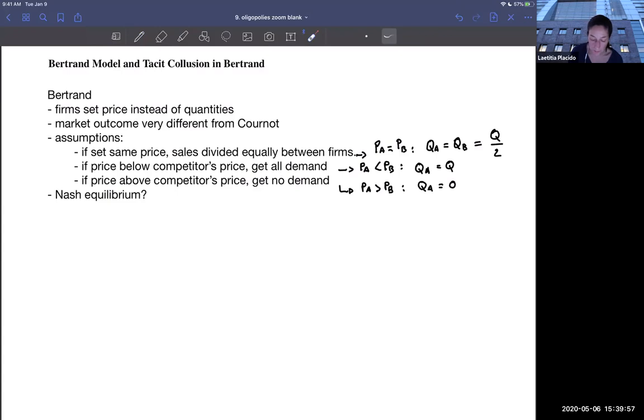Well, no. So PA equals PB is not a Nash equilibrium. Why? Because firm A would be better off charging a price PB minus epsilon, so charging just a little bit lower than the price charged by its opponent. And that way it gets all the market demand. So setting a price PA equal to the price PB is not a Nash equilibrium, because I have an incentive to undercut my opponent's price.